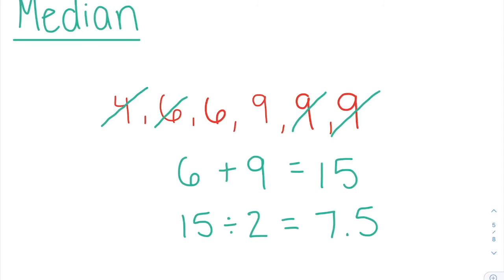Because we have just found the average between the last 2 remaining numbers in this line, the average is going to be equal to the median in this case. So the median of this entire set is 7.5.